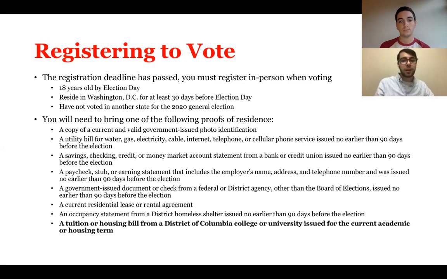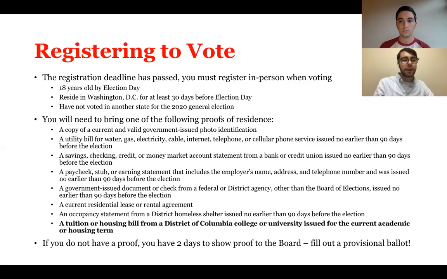In order to vote, when you register, you're going to need to bring a document that proves your residency in DC. So that can be anything from a DC license, a utility bill, or a paycheck that has your address on it. If you don't have those things, a tuition or housing bill from the most recent semester at American University would be sufficient. And so if you'd like to download that document, you can do so through Eagle Service and bring that with you to vote.